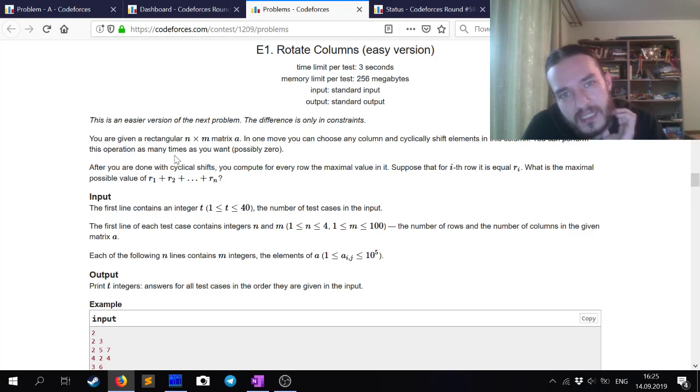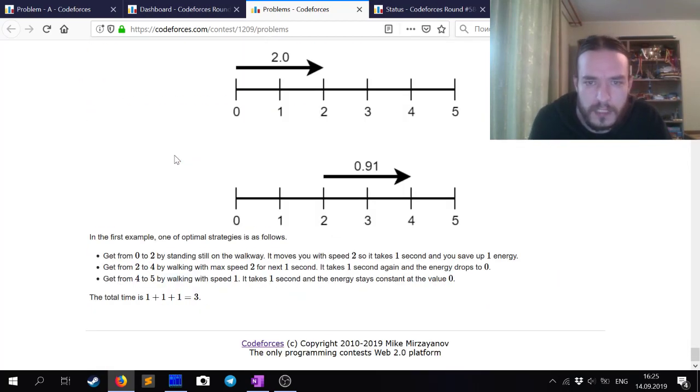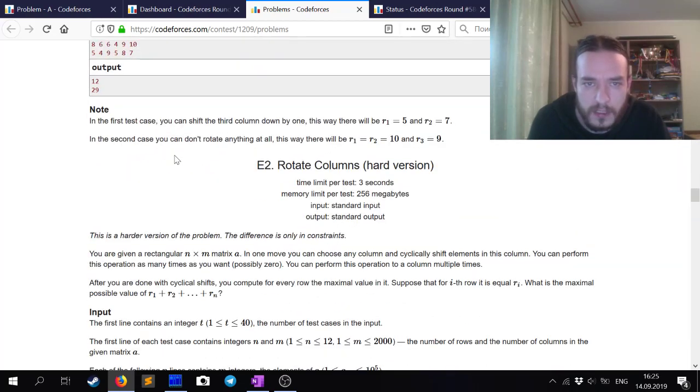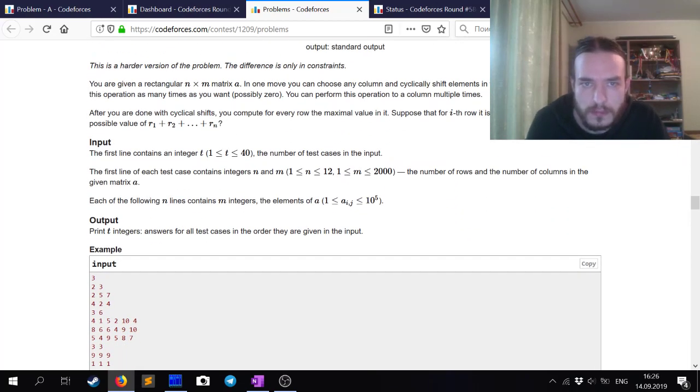Okay, so we can shift columns. Is this just like maximum matching? That's just maximum matching, right? So what's the deal with the hard version? Okay, maximum matching in this large matrix. But it's still maximum matching, right? So we could just go with Hungarian.